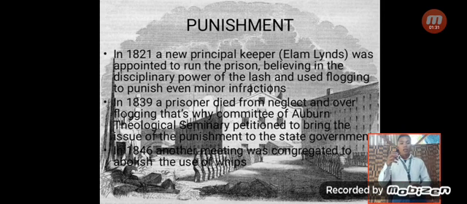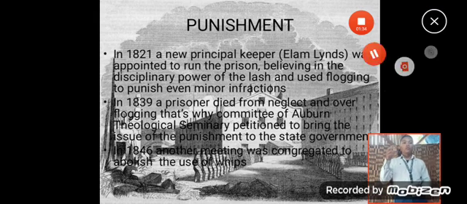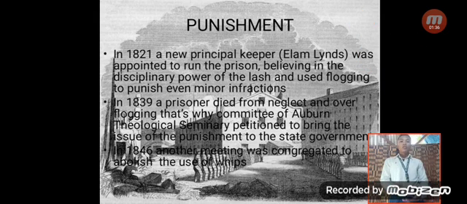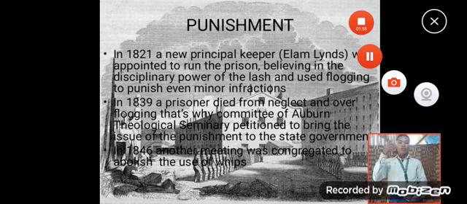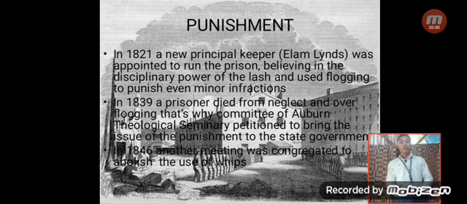So, the punishment. In the Auburn system prison, in 1821, a new principal keeper, Elam Lynds, was appointed to run the prison. He believed in the disciplinary power of the lash and used flogging to punish even minor infractions. So in 1839, a prisoner died from neglect and overflogging. So a prisoner died by flogging.